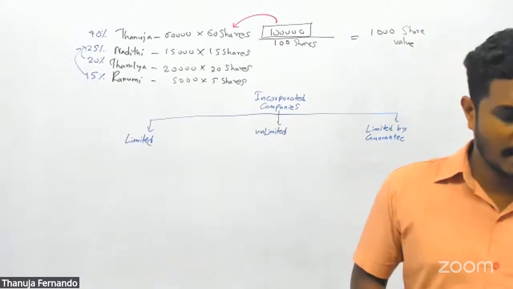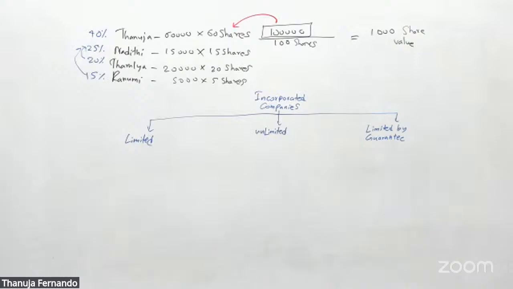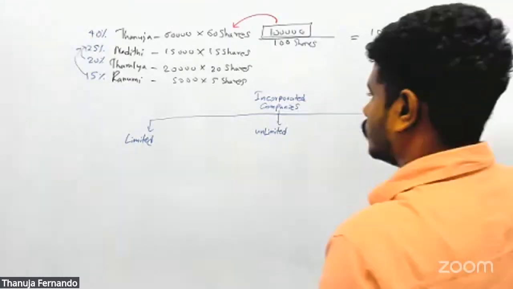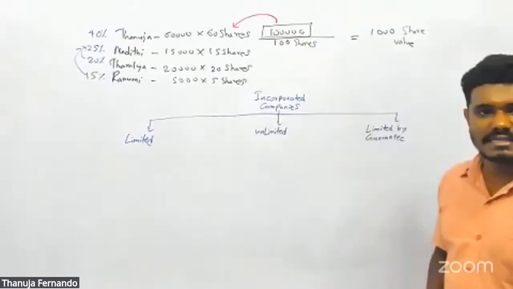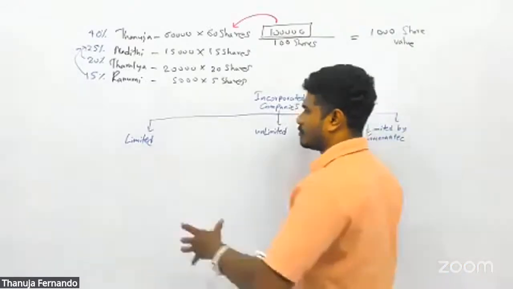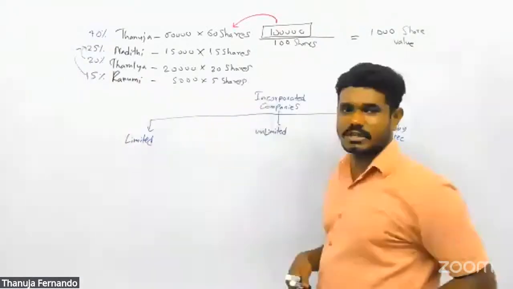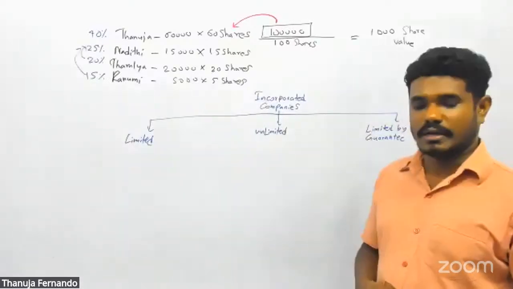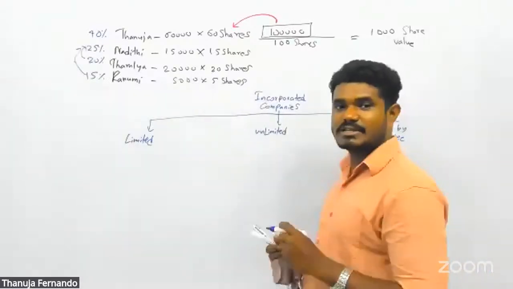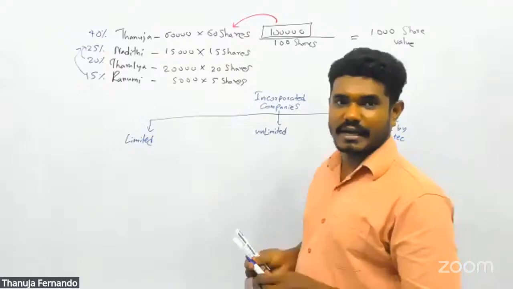These are the main classifications of an incorporated company. In our O-level syllabus, we learn only about limited companies. These limited companies also divide into two.